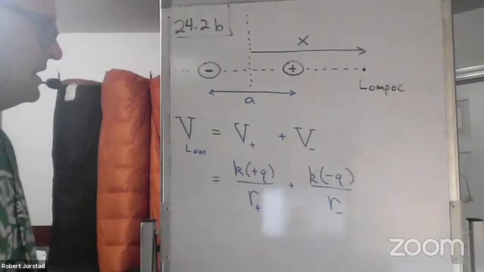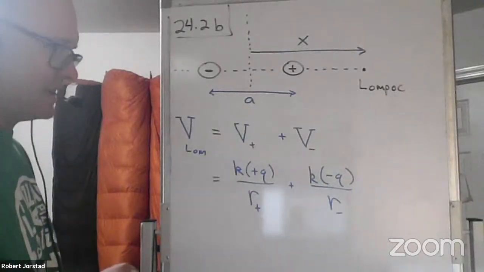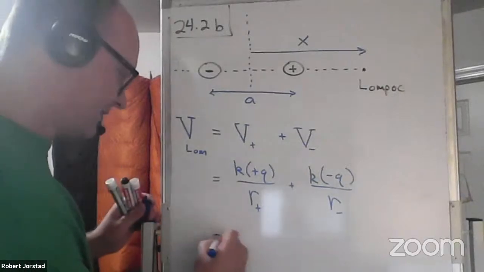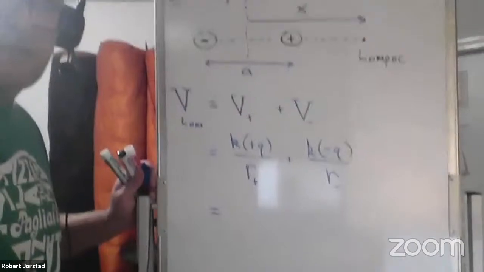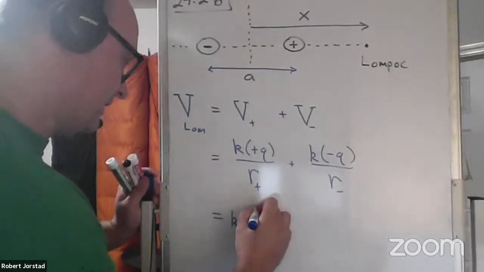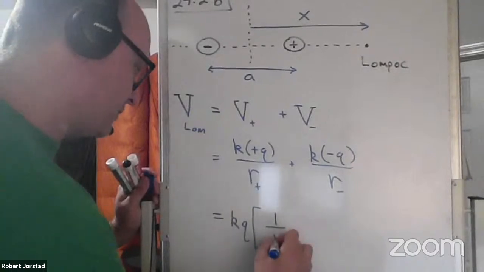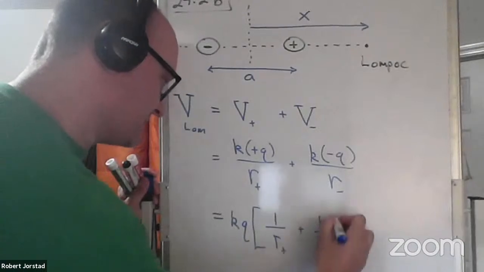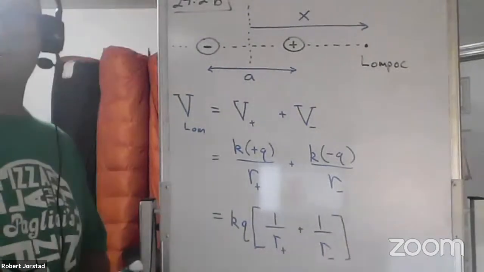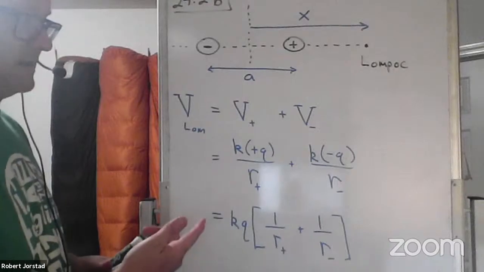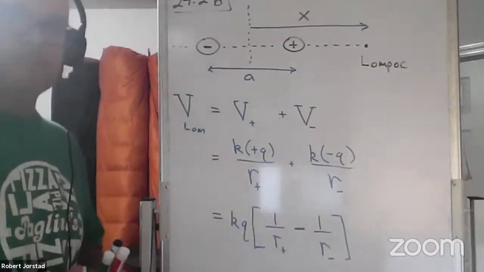All right. Now, in this case, I hope you agree we could factor out some stuff here. We're going to get KQ times 1 over radius plus 1 over radius minus. All right. So the whole problem boils down. Oh, wait. Isn't it minus? Yeah, minus 1 over. Yep. Minus that one. Okay, cool.